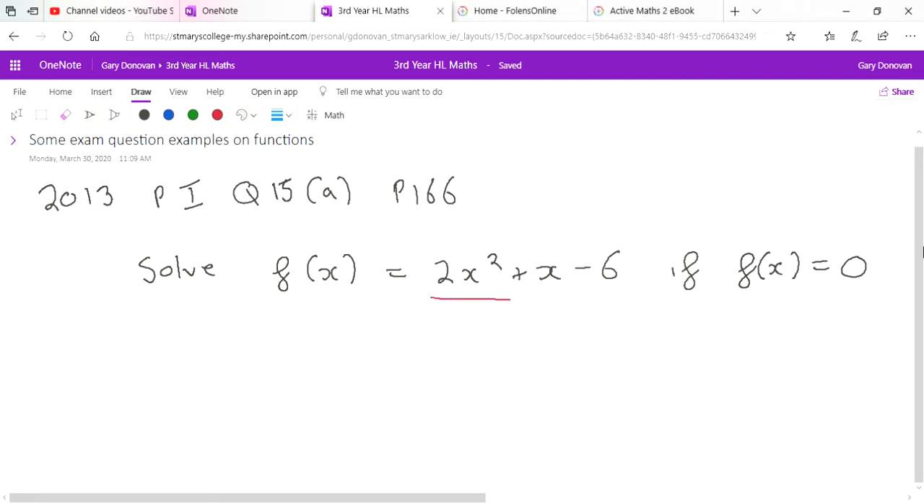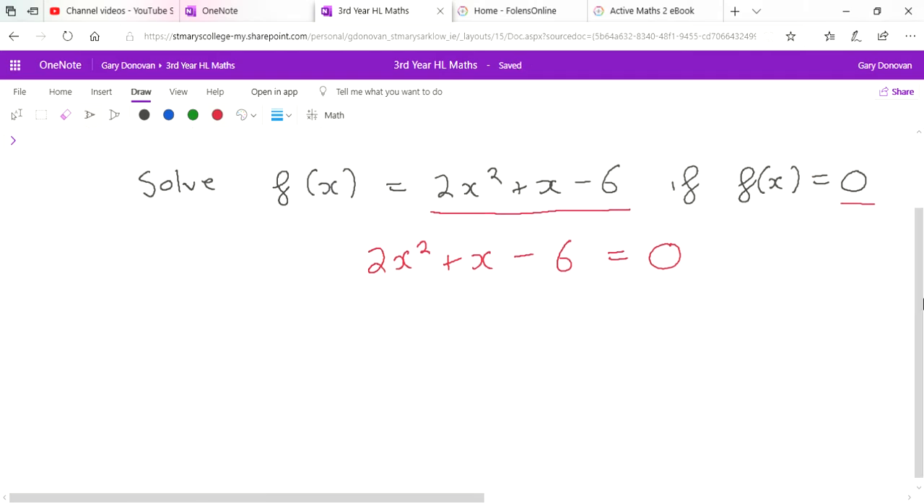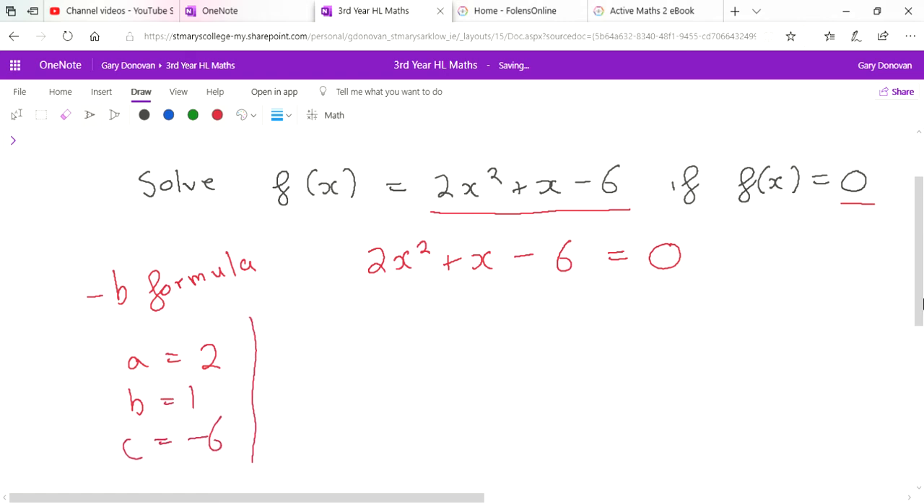They've told us what the rule is, what the function is, and they told us that that function is equal to 0. So what we can say is, well, 2x squared plus x minus 6 equals 0. And then the question just becomes a typical algebra question or quadratic equation question. So we just have to solve this. So you can solve it in one of two ways. You can use the minus b formula, where a would be equal to 2, b would be equal to 1, c would be equal to minus 6. Takes a little bit longer, but you can do that.